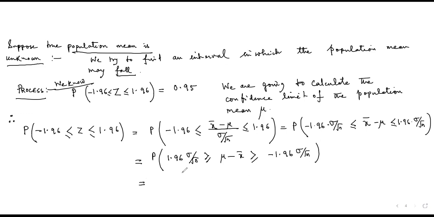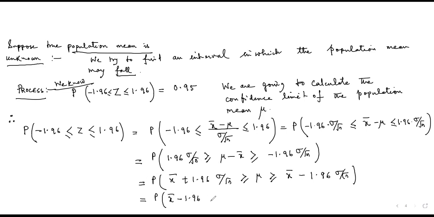Then what you can do is add x bar on all the sides. If I do this, you will get x bar plus 1.96 sigma by root n greater than or equal to mu greater than or equal to x bar minus 1.96 into sigma by root n. This is the same as writing x bar minus 1.96 sigma by root n less than or equal to mu less than or equal to x bar plus 1.96 into sigma by root n.